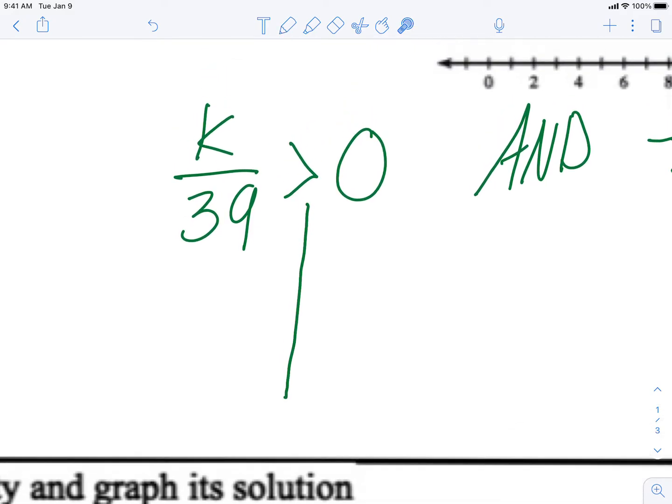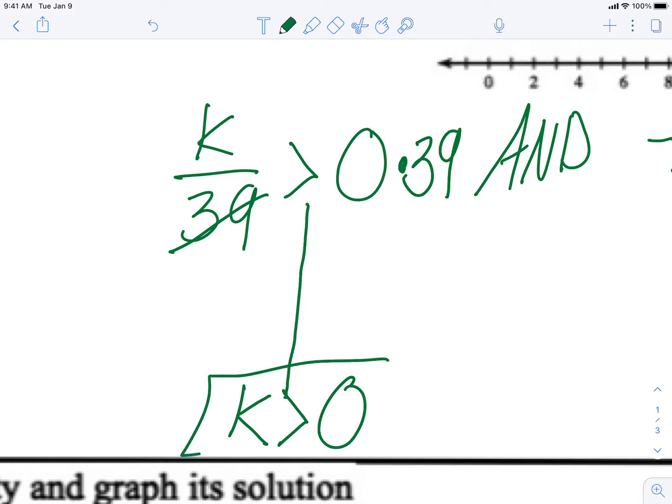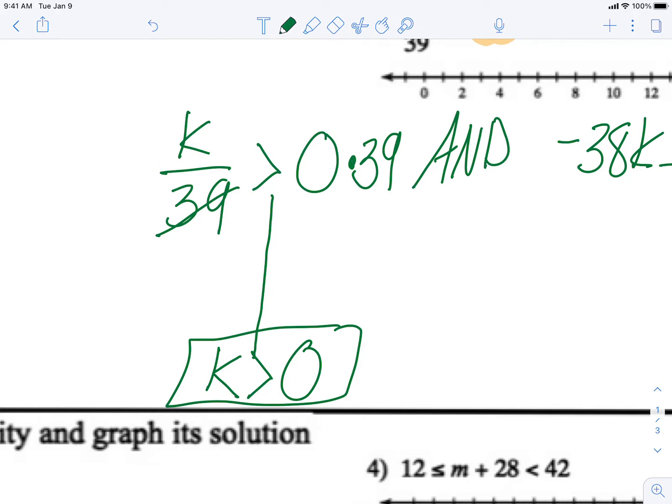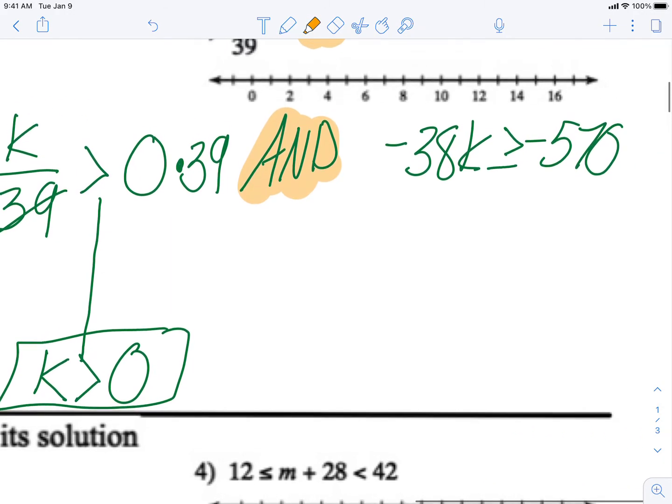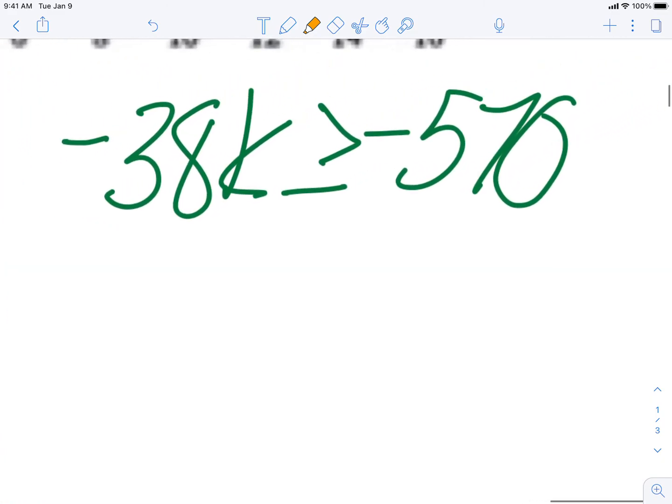So this says dividing by 39. Well, the opposite of dividing is multiplying. So I'm going to cross out 39 and I'm going to multiply by 39. So I bring down my k. I did not multiply by a negative. This 39 is not negative, so my arrow is going to stay the same. And 0 times 39 is easy, right? 0. Look at that right there. So that's my first solution, right? But this says "and."